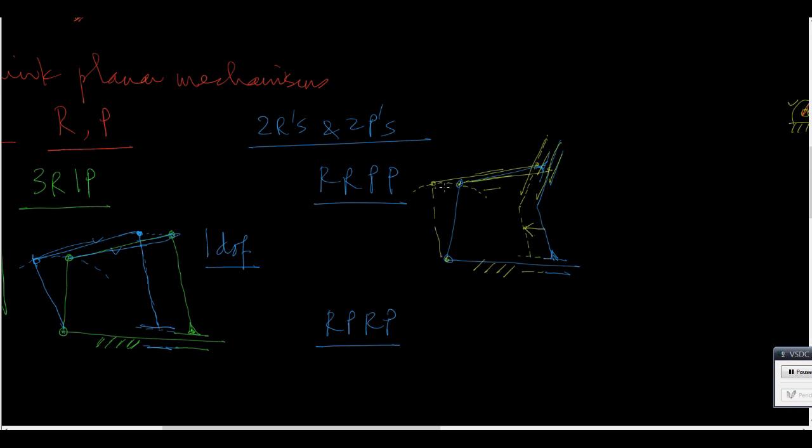It will move just enough along this arc so that the length of this rod here remains the same. Okay, so you can see that it has 1 degree of freedom. That's how RRPP works. How about RPRP? The schematic for that is here.